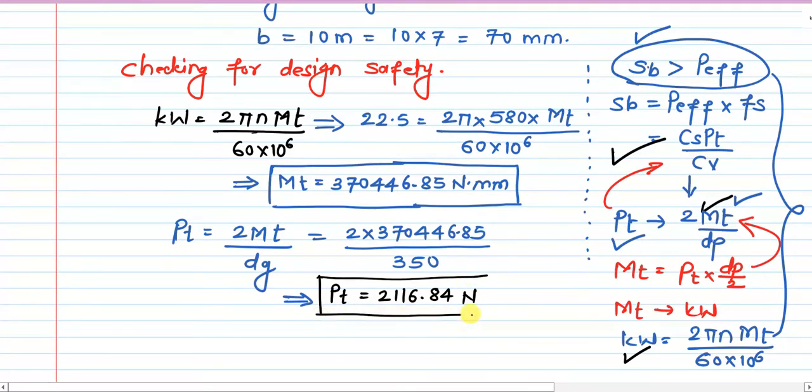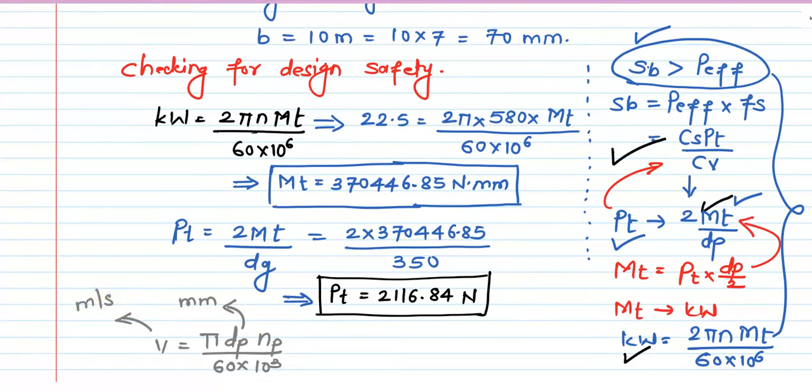So this is PT available to us. Afterwards, we need to focus our attention on velocity. So velocity will be simply pi dp np upon 60 into 10^3. Remember, we are doing here 10^3 because this pinion diameter is available in mm, while the velocity that we need to obtain is in meter per second.